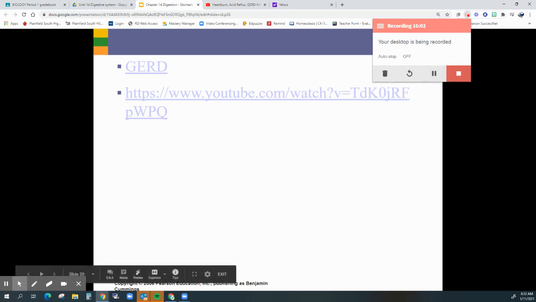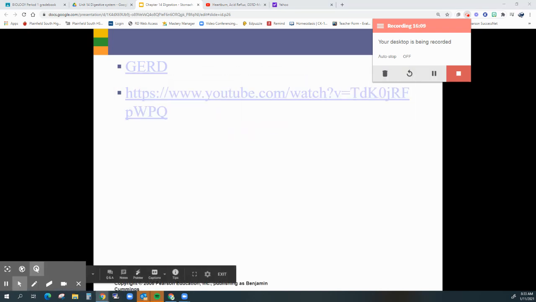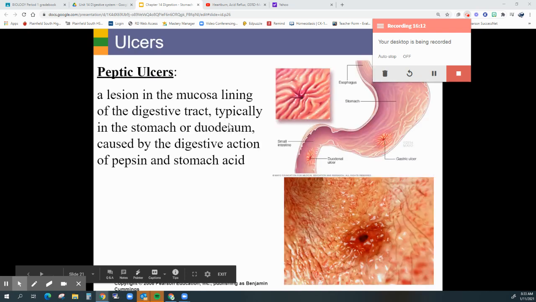All right, so the last little bit here is talking about what results from that GERD situation or an overproduction of stomach acid. So you can get what's called a peptic ulcer. These are small openings or lesions within the mucosa because of the overproduction of digestive enzymes as well as stomach acid. So they create these little openings or holes, right?